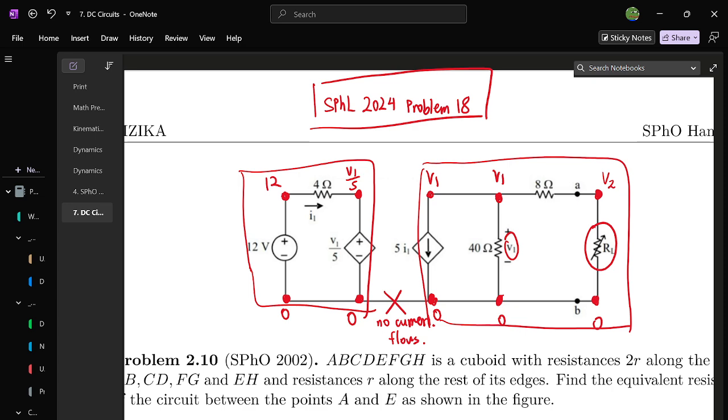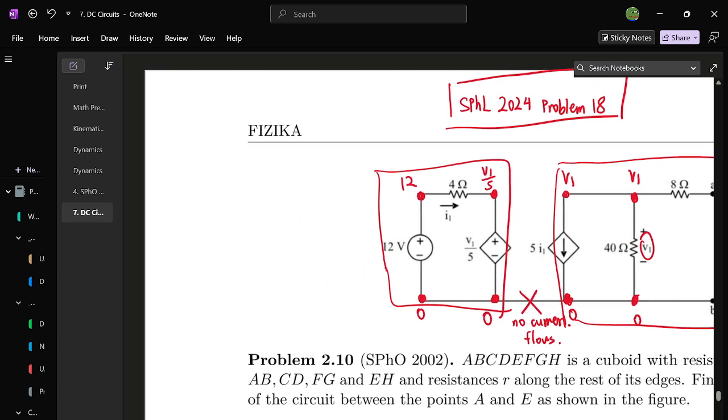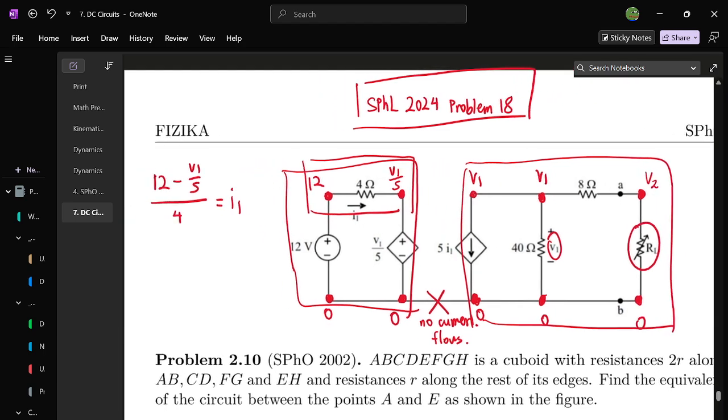Okay, so nice. What you can find instantly is from here, you can instantly see that this is true, where you have to be careful with the direction of I1 as defined in the figure. So I1 flows from left to right, so you take 12 minus V1 over 5. Okay, so now you have one equation.